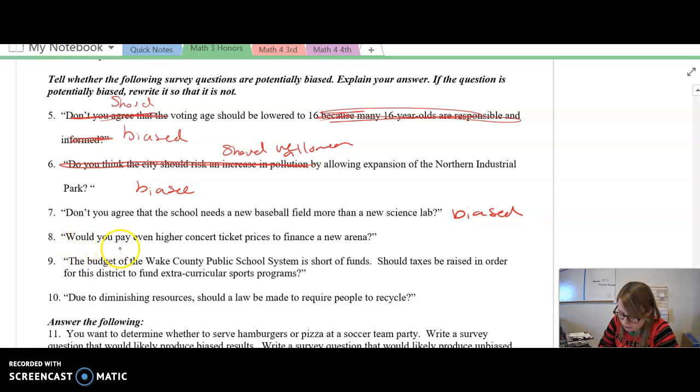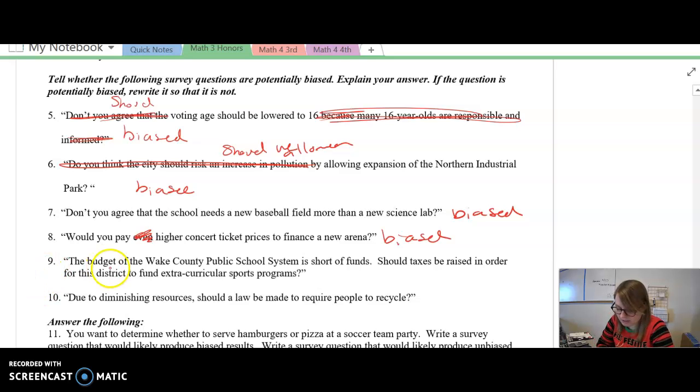Alright, would you pay even higher concert ticket prices to finance a new arena? Again, this is biased. It's asking, do you want to do more just for a better arena? No, it should just be, would we pay higher prices for a new arena? We need to get rid of this "even" because it senses some sort of bias.